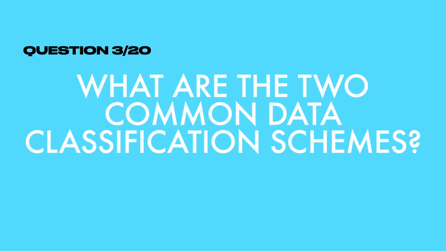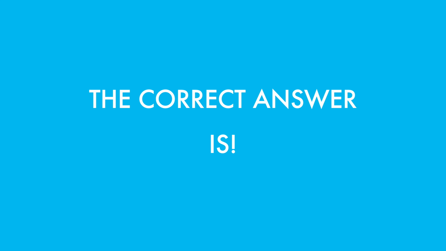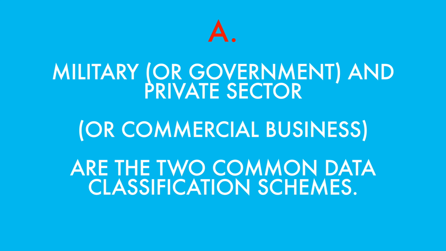Question 3 of 20. What are the two common data classification schemes? A. Military and private sector. B. Personal and government. C. Private sector and unrestricted sector. D. Classified and unclassified. The correct answer is A. Military, or government, and private sector, or commercial business, are the two common data classification schemes.